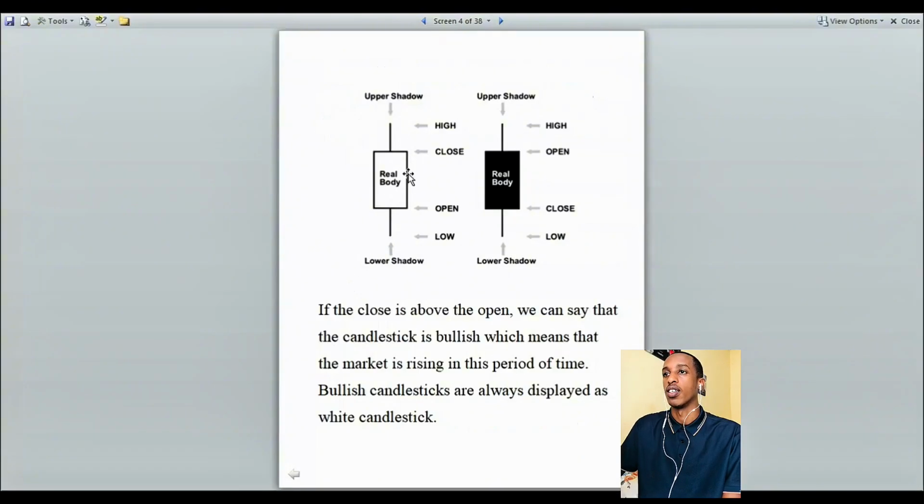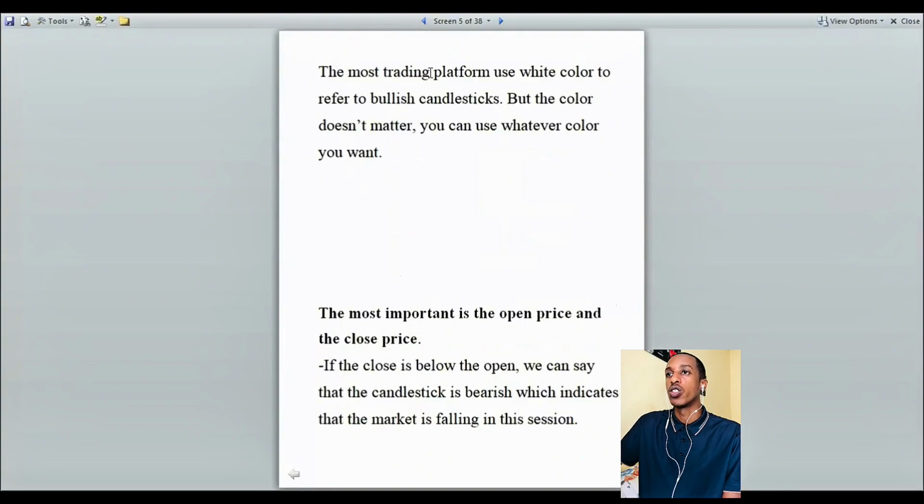So let's explain these words. This one is the white candlestick. If the close is above the open, we can say that the candlestick is bullish, which means that the market is rising in this period of time. The bullish candlesticks are always displayed as white candlesticks. Most trading platforms use white color to refer to the bullish candlestick, but the color doesn't matter. You can use whatever color you want.